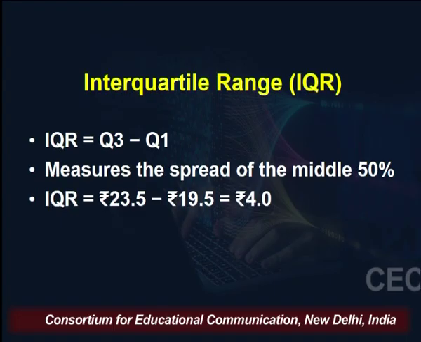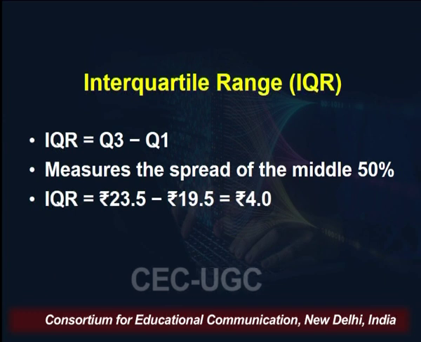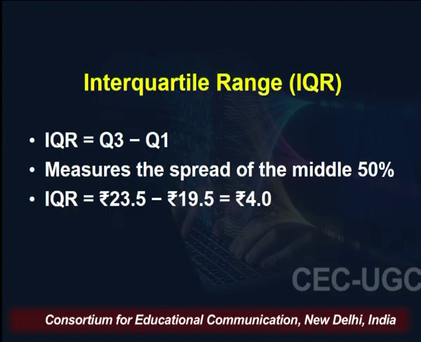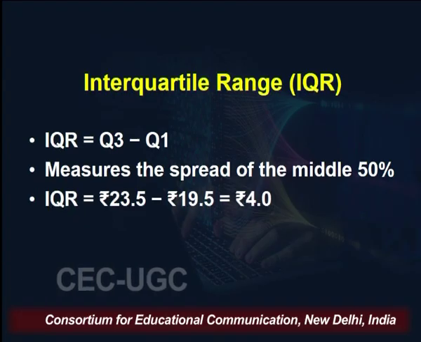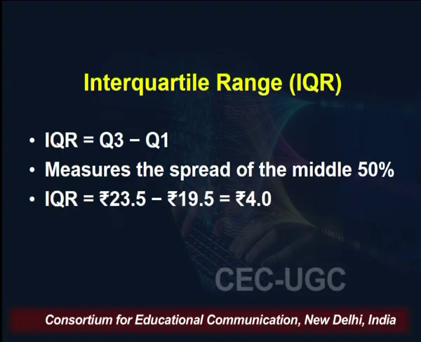Now this brings us to the interquartile range. Now what is the interquartile range? The interquartile range is the difference between quartile 3 and quartile 1. Now it is intuitive to see what this tells us. It tells us the measure of the spread of the middle 50% of the values. In our example, the interquartile range would be rupees 23.5, which is quartile 3, minus rupees 19.5, which is quartile 1. The interquartile range comes to rupees 4. So rupees 4 is the spread by which the middle 50% of the values deviate. So the middle 50% of the values can deviate from rupees 21 plus 4 to rupees 21 minus 4.